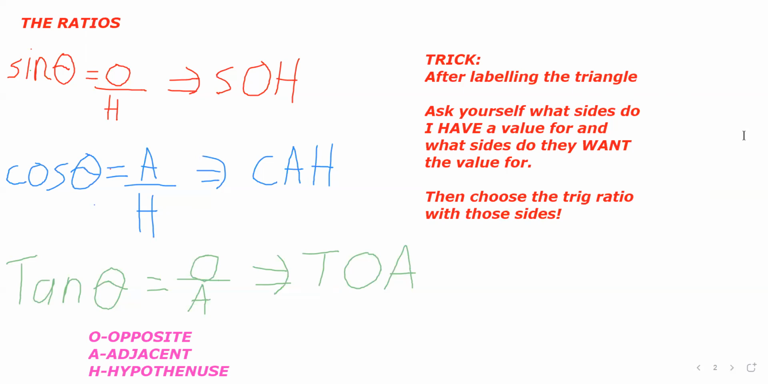Alright, so there's some other stuff. The trick is, after labeling the triangle, which you should know how to do now, ask yourself what side of the triangle they gave you. Did they give you the hypotenuse, the opposite, or the adjacent? Then ask yourself what side they want you to solve for. Do you want me to solve for the opposite, the adjacent, or the hypotenuse? Once you know those two, you'll be able to pick the correct trig ratio, and once you pick the correct trig ratio, you can solve for whatever they want. So that's two questions: what did they give you, and what do they want, in terms of the sides.